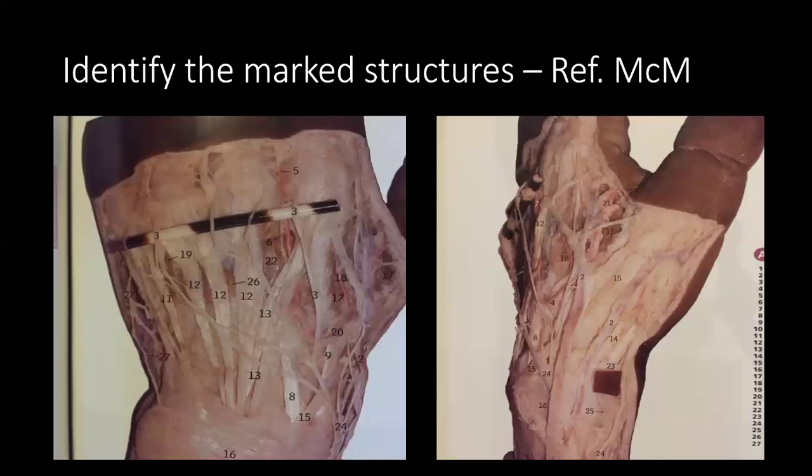Okay, please tell me on the left hand. On the left hand side, there are certain structures which are marked. How many of them can you recognize? Can you recognize number 13, please? This is the extensor pollicis longus tendon.